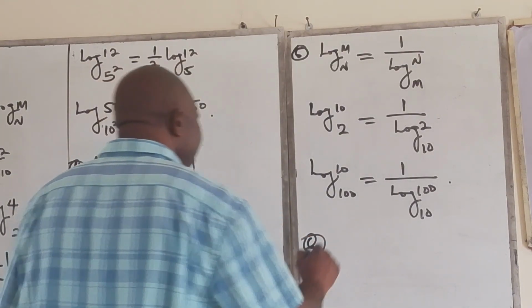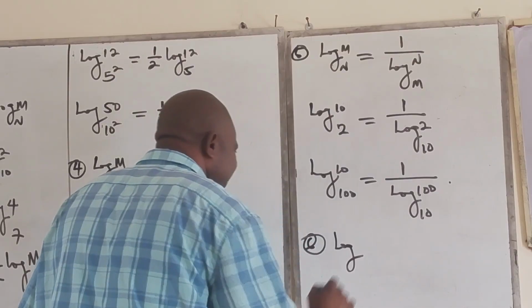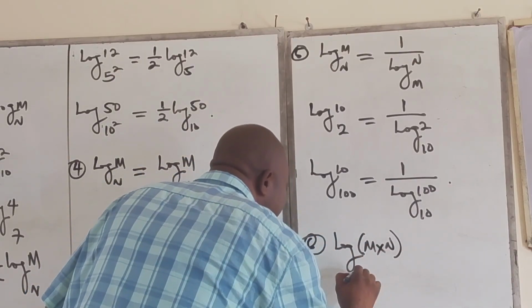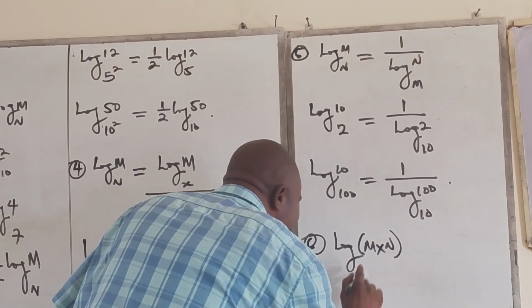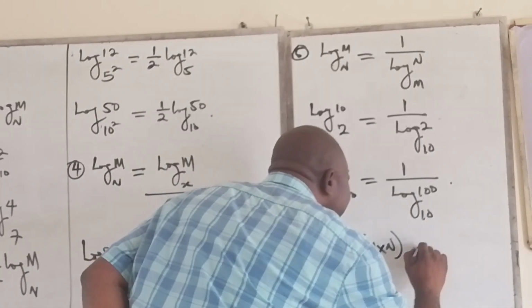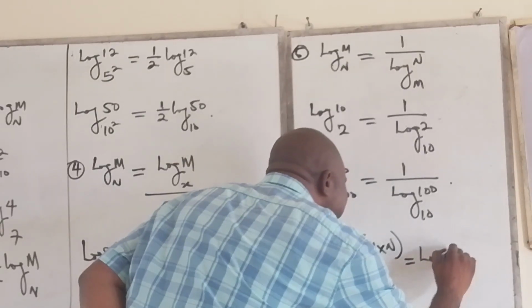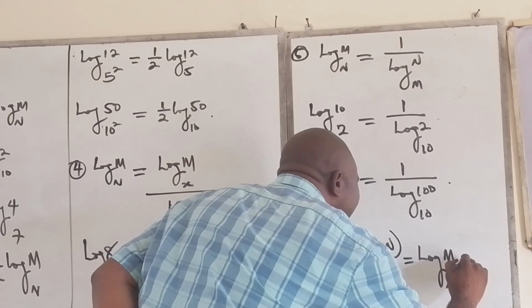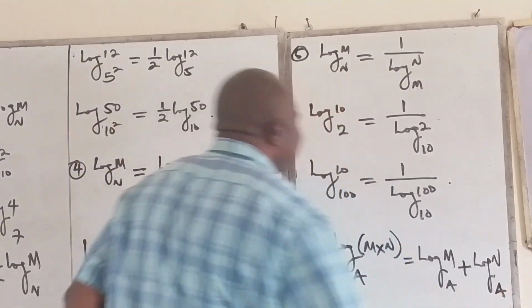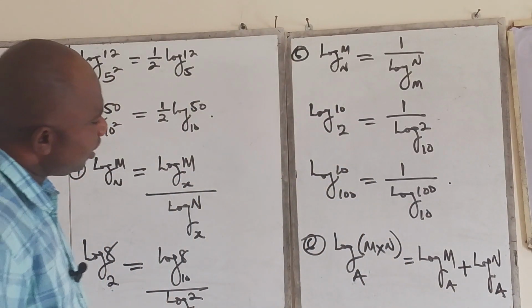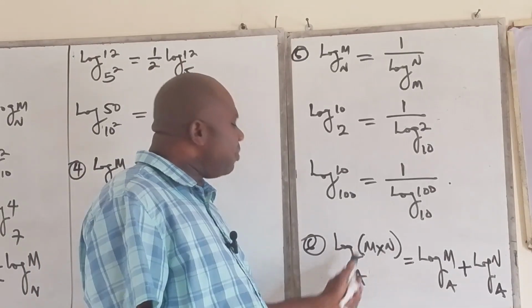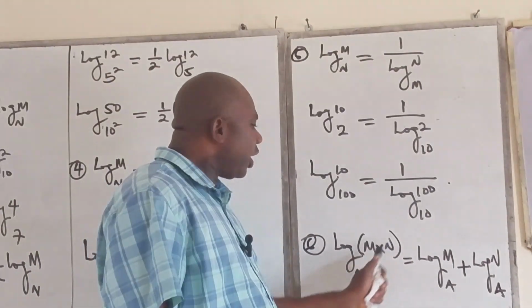Now, let's look at law number 6. If you have log m times n base a, this is the same as saying log m base a plus log n base a. Yes, log m times n base a is the same as log m base a plus log n base a.